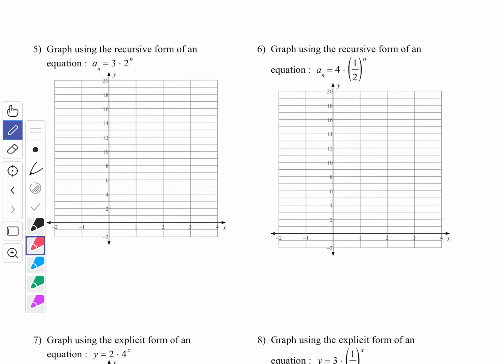Okay. Now looking at number 5 and 6, again we see that notation, the a sub n, so it's sequence notation. These are actually explicit equations though, not recursive. Okay, but it's in that format of a times b, so a being our y-intercept, our start, b being that growth factor, what we're timesing by, that rate of change.